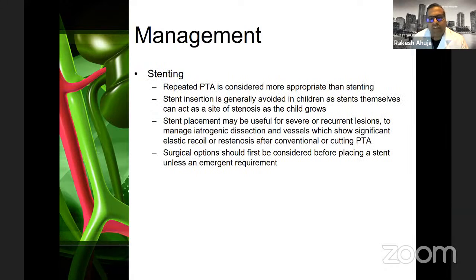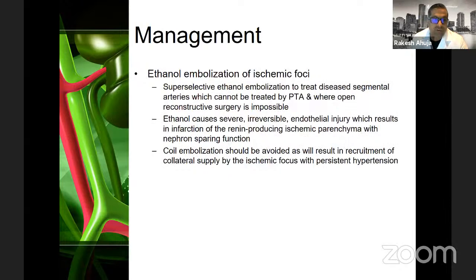Stenting, as we said, is a slightly controversial topic, especially in kids, because when kids grow, stents themselves can act as a site of stenosis. So stent placement may be useful in severe or recurrent lesions. However, surgical options can be considered before placing the stent unless it's an emergent requirement, because of the complications which have happened with the intervention. And we're going to talk more about that.